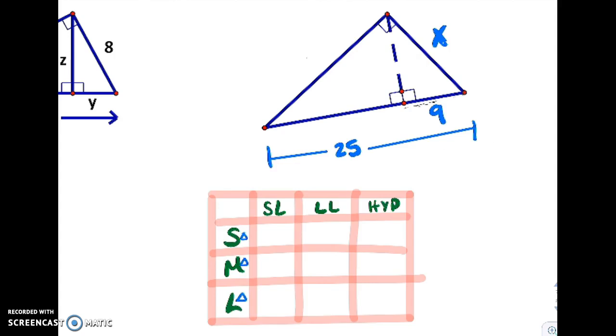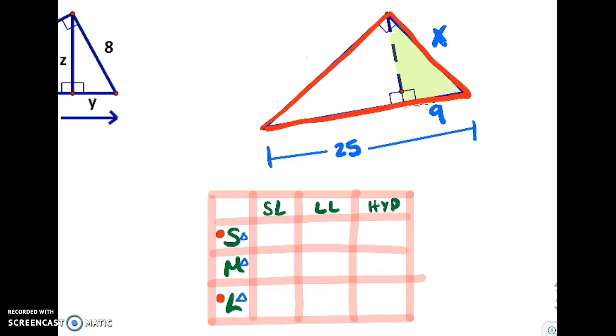Now, which two triangles have two things labeled? Well, I can see the small one has two things labeled. It has x and 9. And it looks like the medium does not. Medium, you could say that this is 16, 25 minus 9, but you still don't know this or this. So the medium's not going to help us. But the large triangle looks like it has a 25 and an x. So this one looks like it's going to be the small one and the large one.